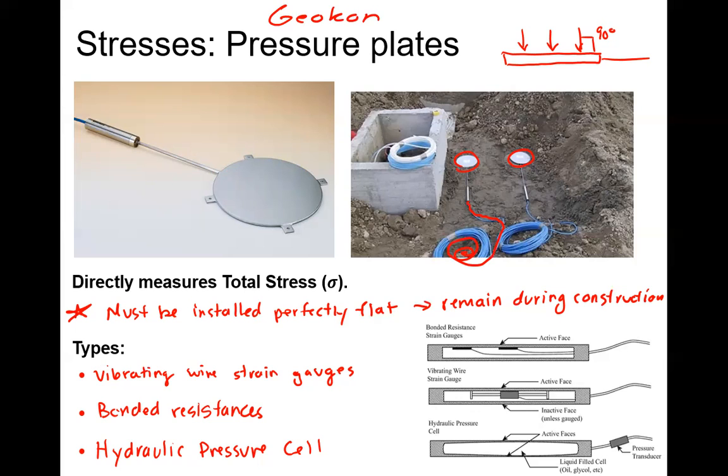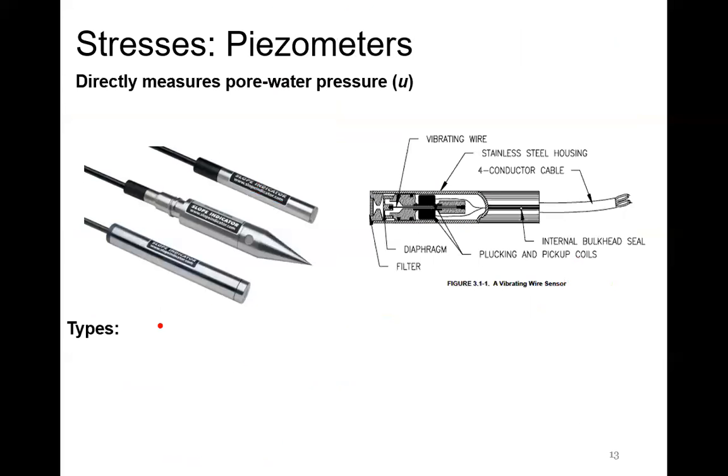Okay, so pressure plates, total stress. What we have also for pore water pressure is our piezometers. And actually it's the same thing that is measuring before. We actually use a vibrating wire for most of them, but it measures the pore water pressure directly. So instead now they actually have filters. We're not letting soil in, we're only letting the water in instead. So we're holding the soil back and only letting the water touch that vibrating wire.